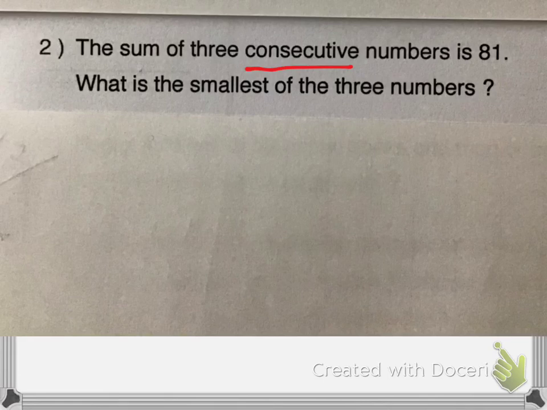So, for example, consecutive would be 3. It's not letting me write. It'd be 3, 4, and 5, because those numbers come in a row. Consecutive means in a row. So that's why when we heard those going in order, least to greatest, we were getting it. So do I know what the smallest of those numbers are?